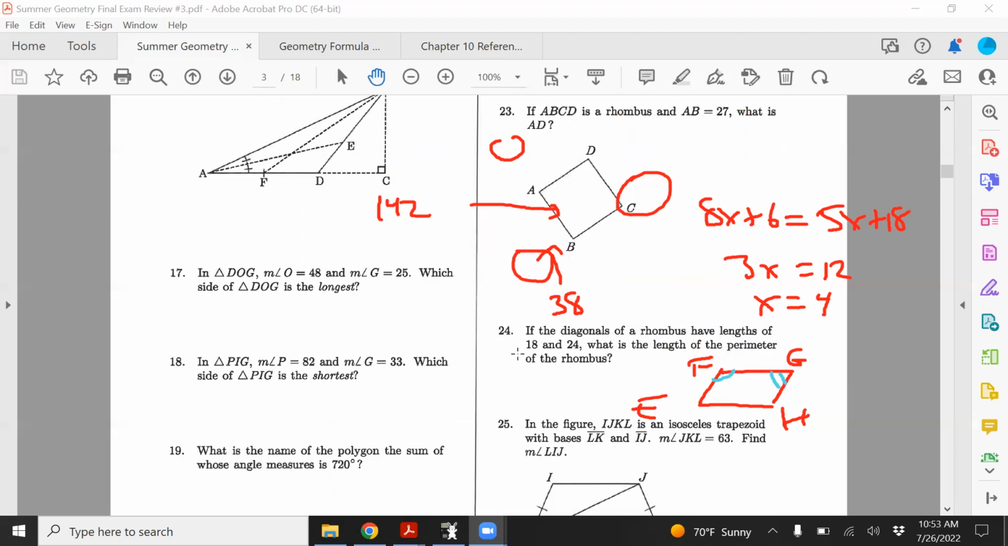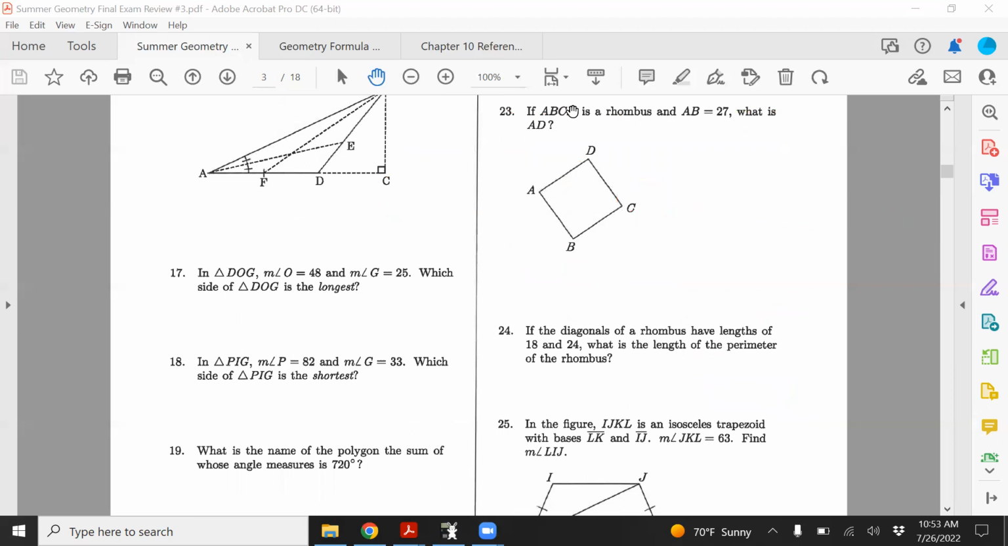Stuff on rhombuses. I mean, this is kind of a joke. If that's 27, it's a rhombus. What's true about a rhombus? All sides are equal. So there you go. The answer is 27.